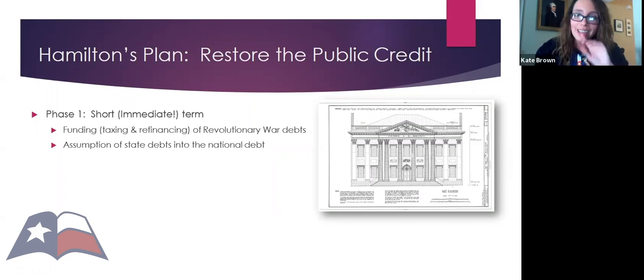Okay, and the final thing that we should take note of as evidence that Hamilton's plan to restore the public credit phase one worked is that when he left office, the United States credit rating on all of the European markets was as high as it possibly could be, which means that Hamilton succeeded. So phase one, success. Yay.